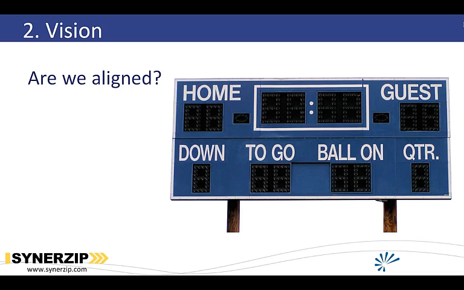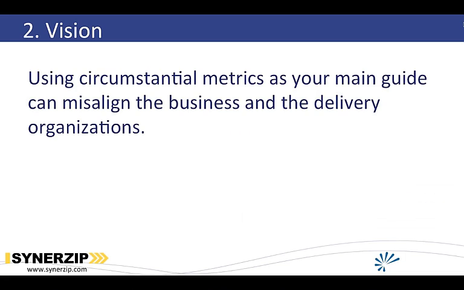It doesn't mean that they've won the game. It's not the best move to make. And they would not be aligned. They'd be going in different directions. They wouldn't be playing as a team either. So focus on direct value gives us better vision as well. Using circumstantial metrics as your main guide can misalign the business and the delivery organization. We start doing things for the wrong reasons, and we start writing documents not because the business needs them, but because our process tells us to. So aligning people according to one vision is another real big reason for doing this.